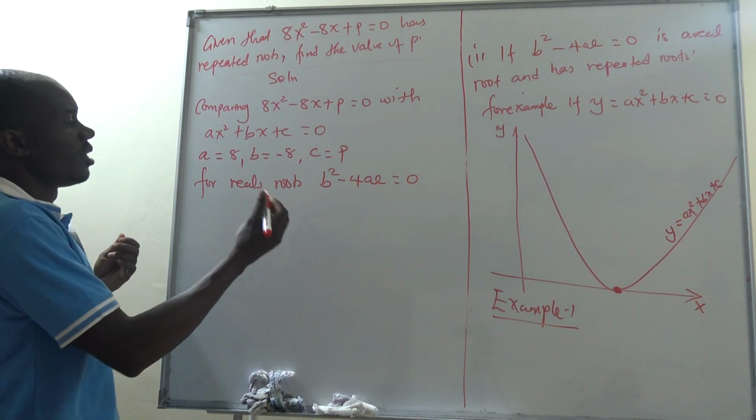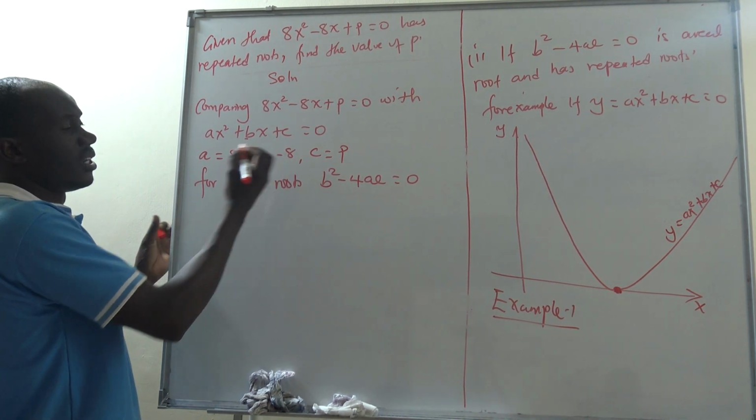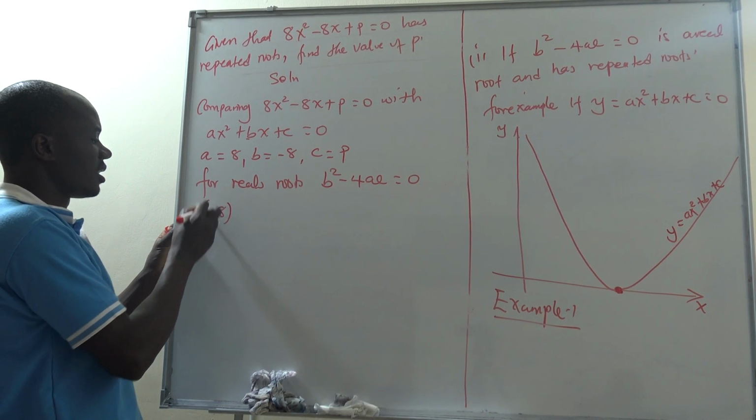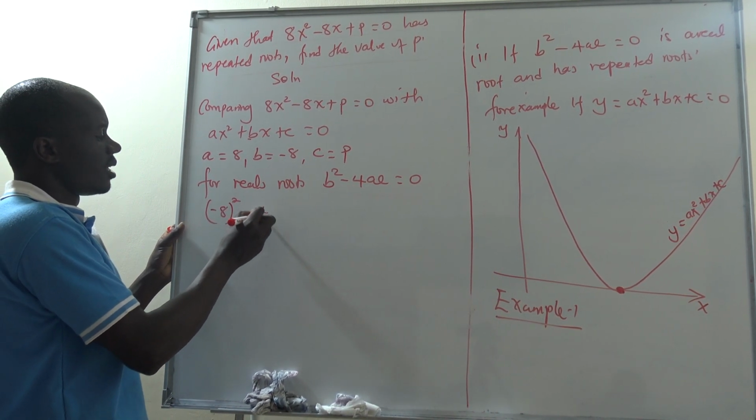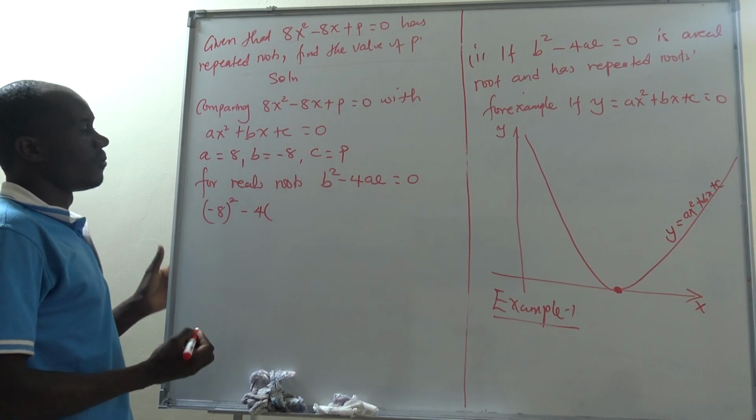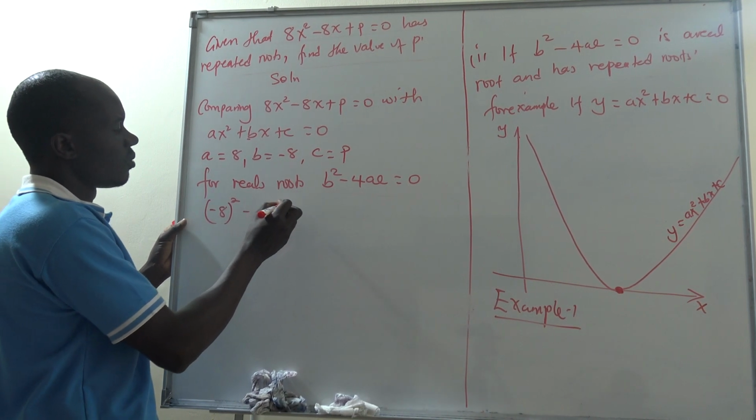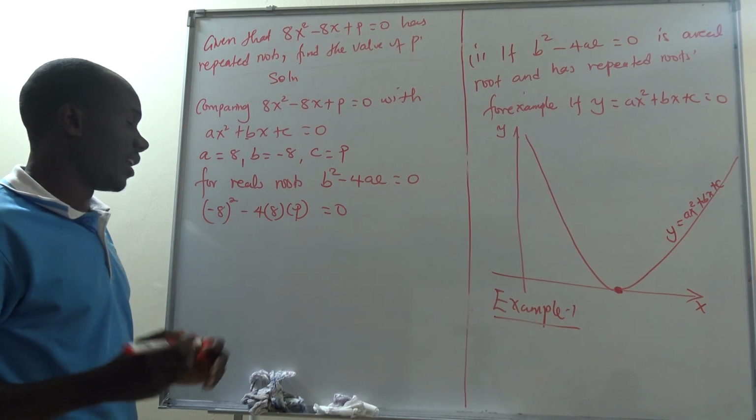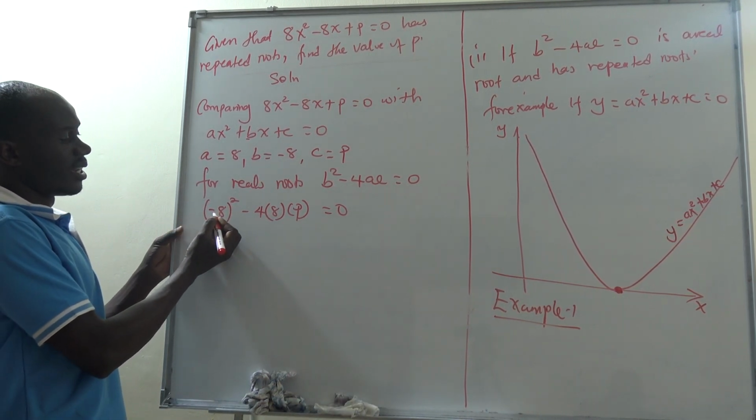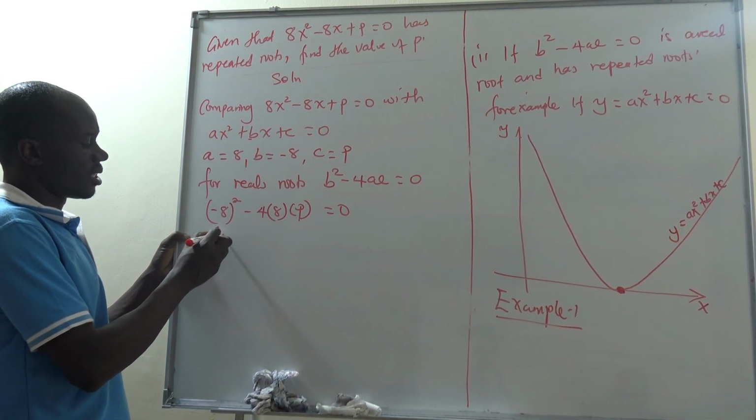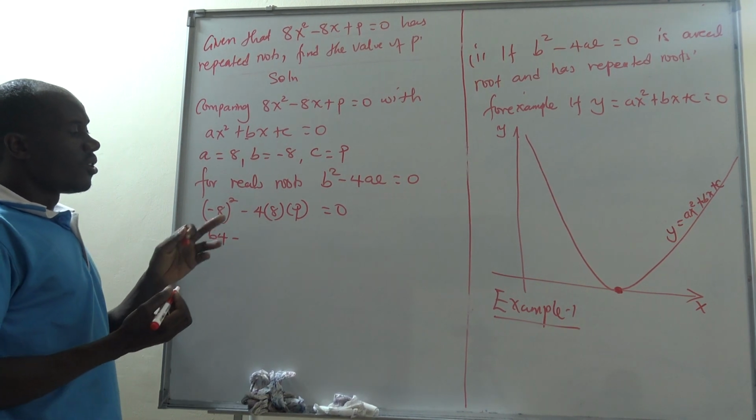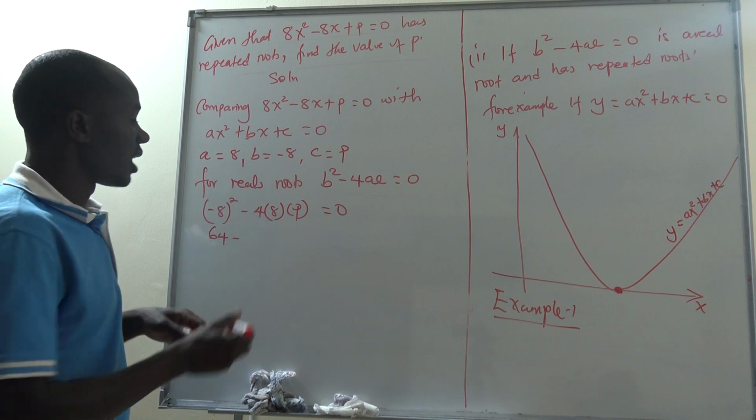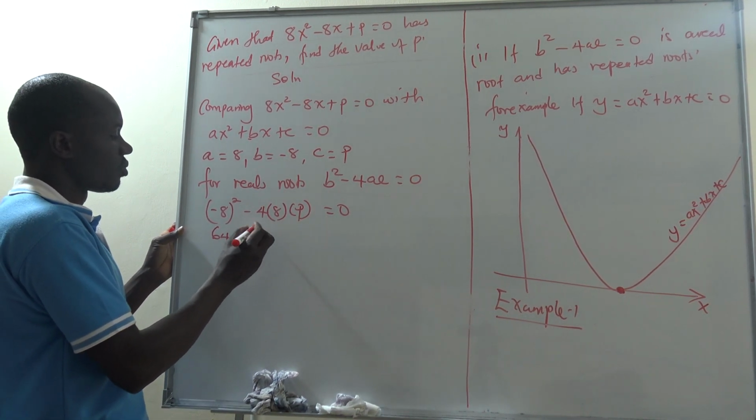What is our b? Our b is already negative 8. Substituting, we say negative 8, the whole of it squared, minus 4 into, what is the value of a? A is already 8. What is c? C is already p. The whole thing equals 0. So we go ahead. Negative 8 squared, you get 64, minus 4 times 8, you are coming out with 32, times p, it will be 32p.